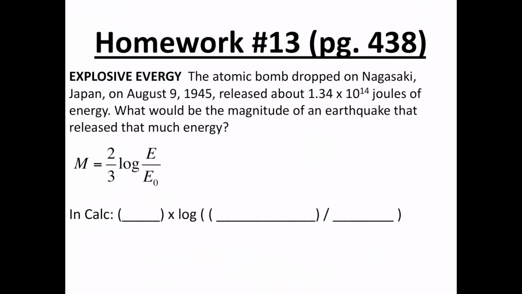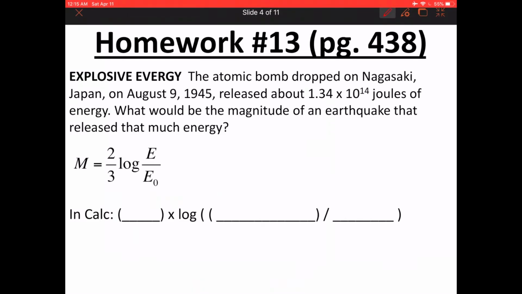And so here is my earthquake example. We have the atomic bomb dropped on Nagasaki, Japan on August 9th, 1945, released about 1.34 times 10 to the power of 14 joules of energy. What would be the magnitude of an earthquake that released that much energy? So again, we're now going to compare the energy released in the atomic bomb to the energy of an earthquake if it was just as powerful as that atomic bomb.